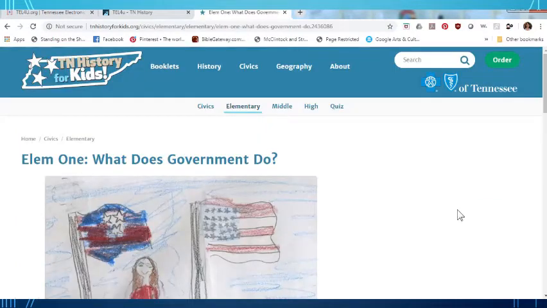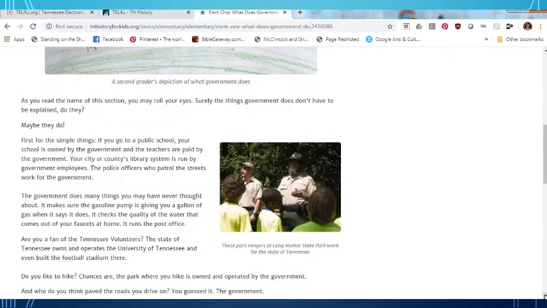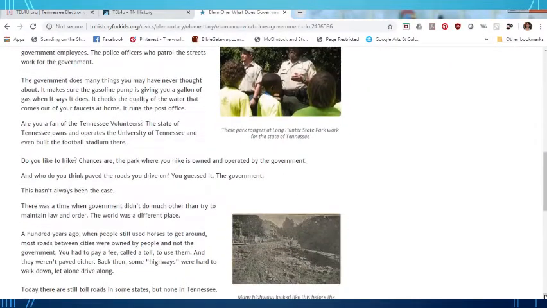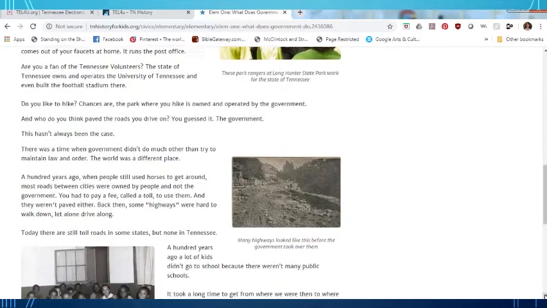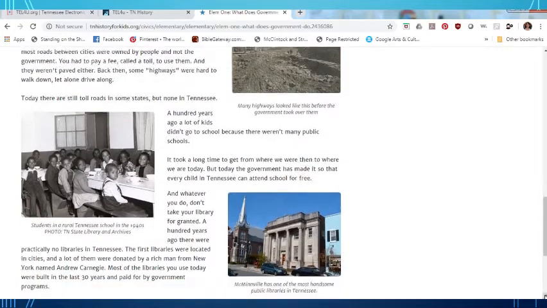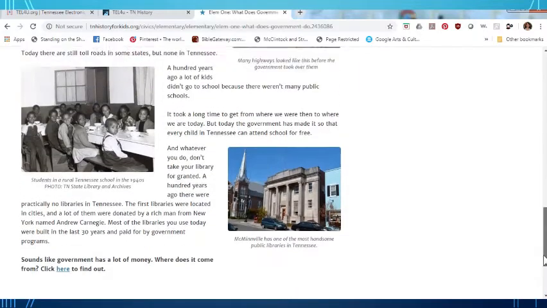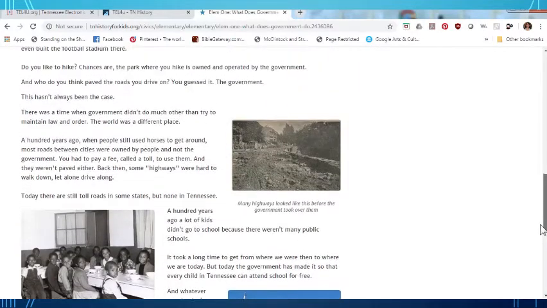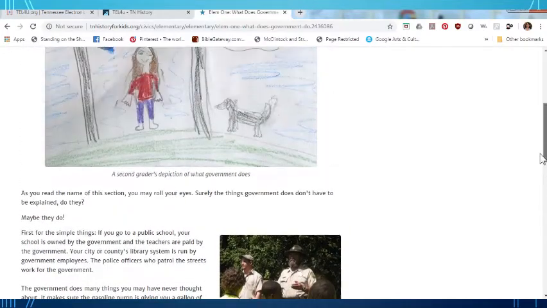So this first one talks about what does government do. You may need somebody to read this with you if you're, say, in first grade, and some third graders and maybe some fifth graders would need some help with that. So if you need help with somebody reading it to you, just get a grown up or an older brother or sister to come help you out.